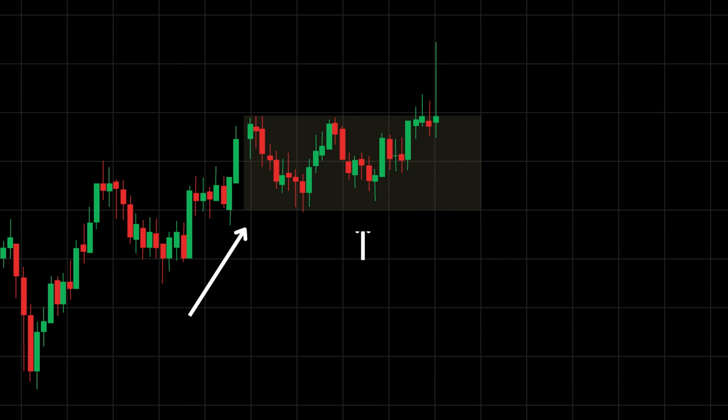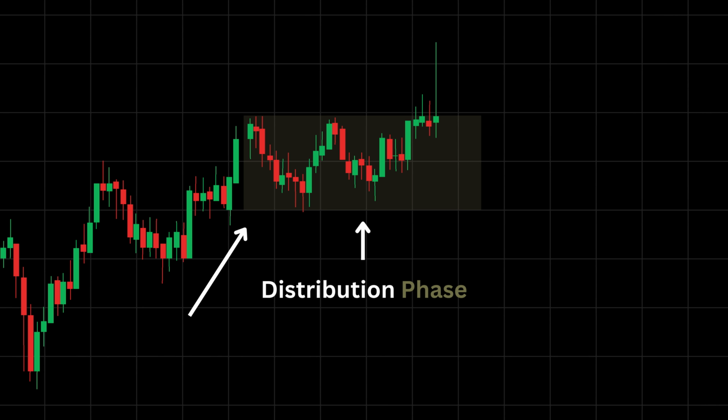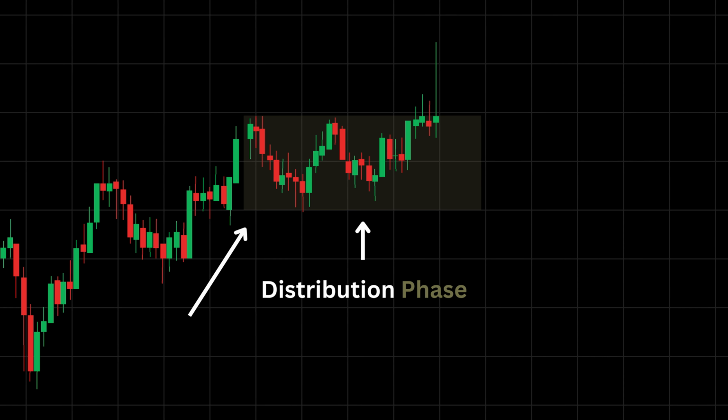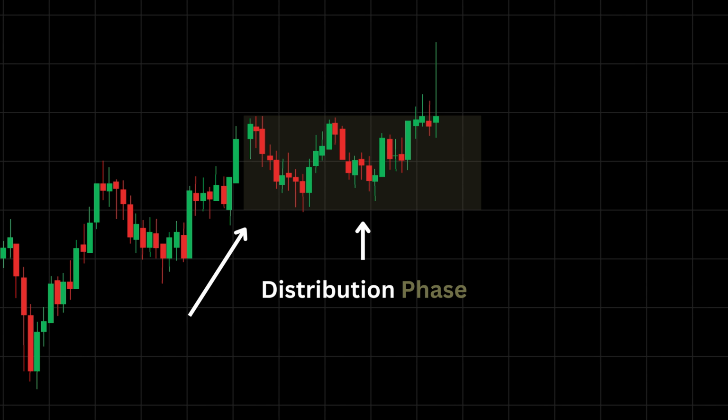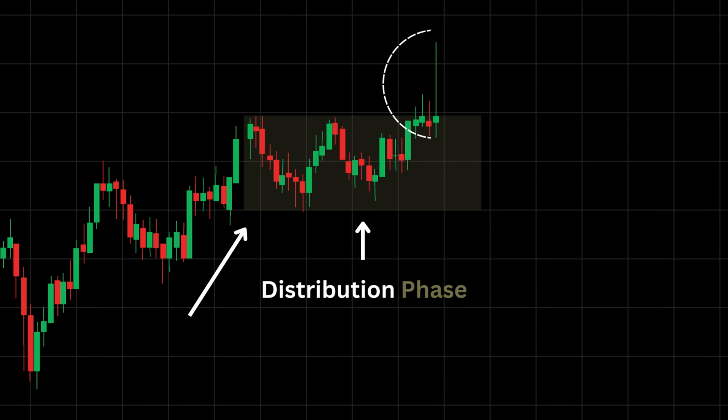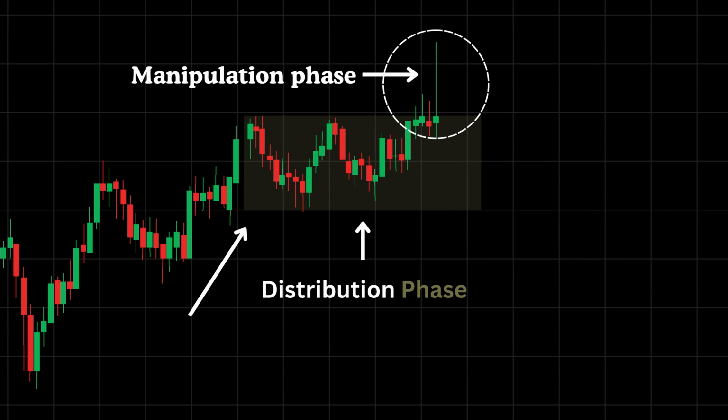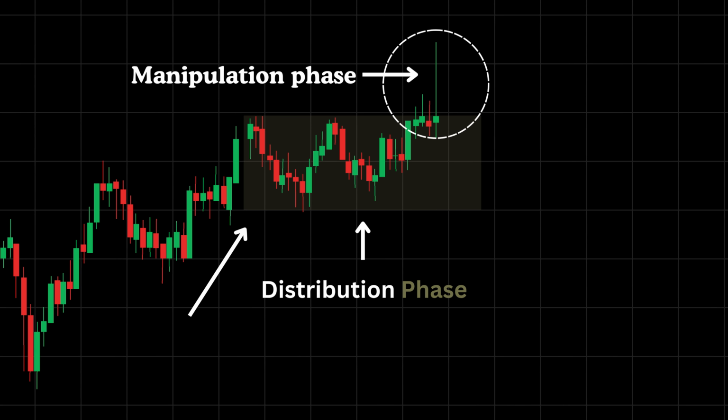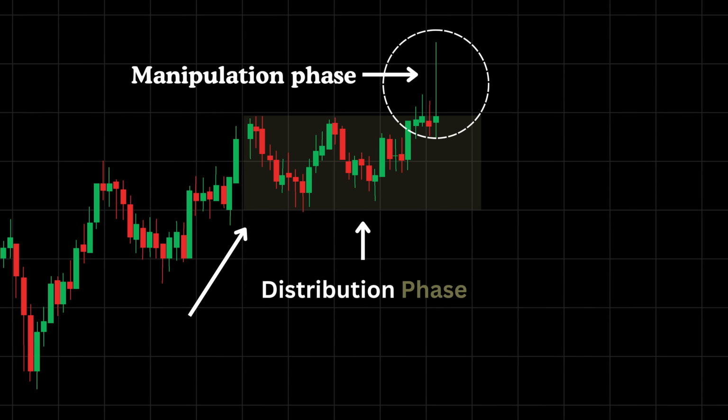First, look for the distribution phase. Price begins to range after a strong move upward. This is where institutional players start offloading their positions. Then comes the manipulation phase. Price breaks above resistance, triggering buy stops and stop losses from short sellers.